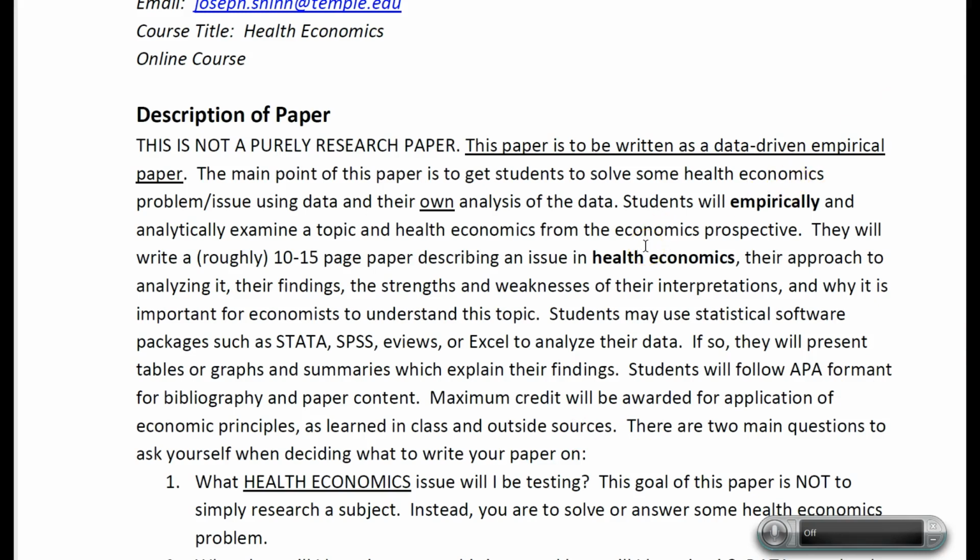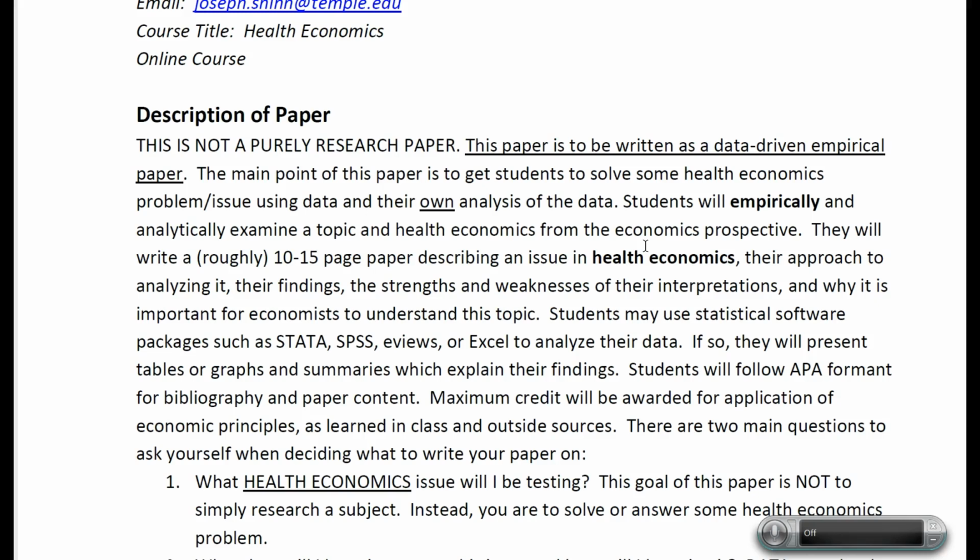So this paper should be roughly 10 to 15 pages, and it should describe some sort of health economics topic. When I say health economics topic, this doesn't mean a health issue with economics to it. So you're not to talk about why spending a lot of money on fast food is bad for you.